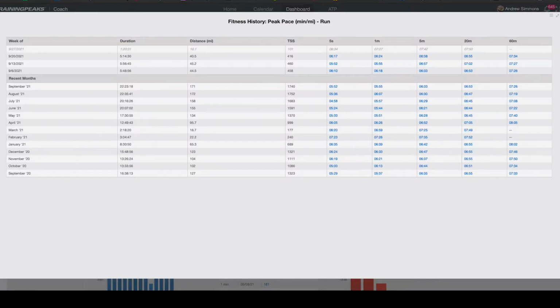So if we want to determine if we're getting faster and if we're moving in the right direction, one of the great places to look is actually the fitness history. And when we talk peak pace here, what I really want you to look at is the 60-minute. I like to use it as my improvement marker, my tool to see, hey, are we improving our 60-minute best pace inside a given month?